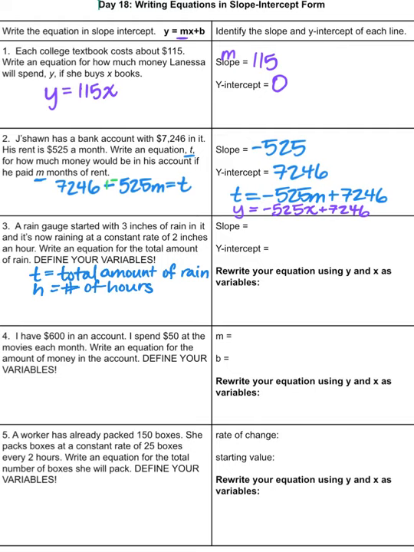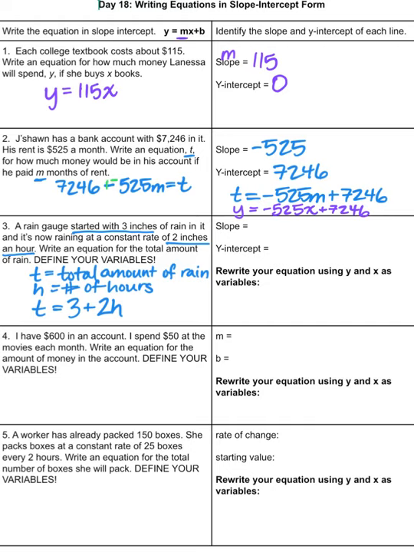Tell me what your letters stand for. So I know that the total is going to equal what it started with. And it started with 3 inches, so I'll say 3. And now it's raining at a constant rate of 2 inches an hour. So that means it's adding 3 plus 2 inches, however many hours. So I ended up with T equals 3 plus 2H.